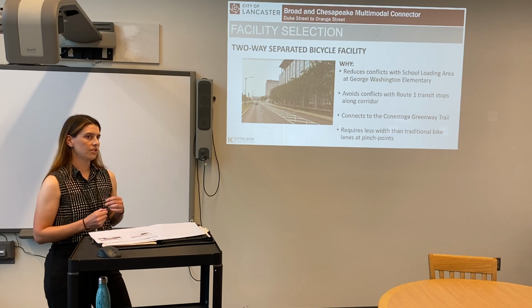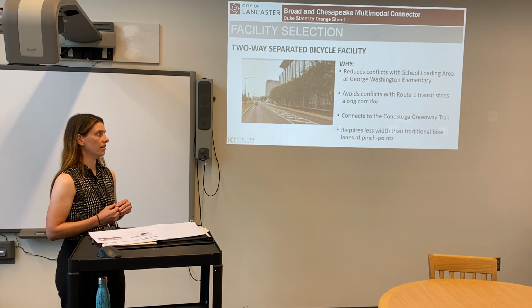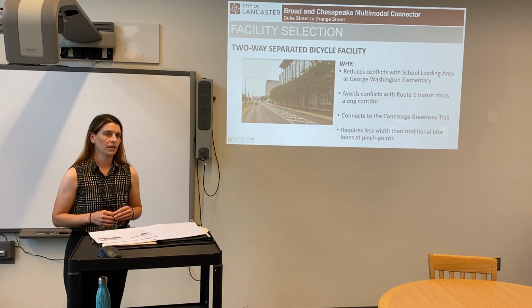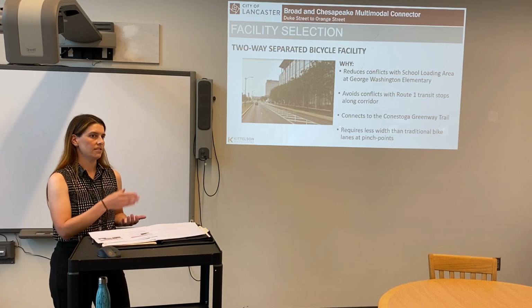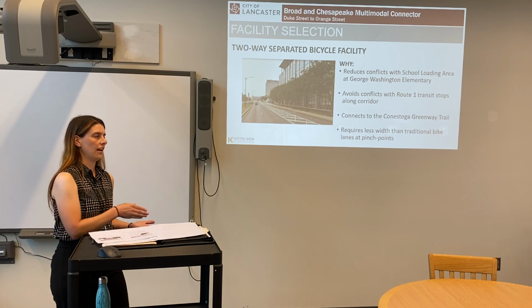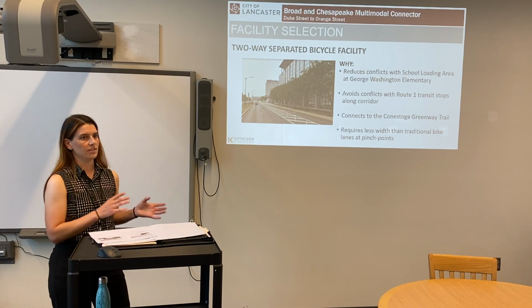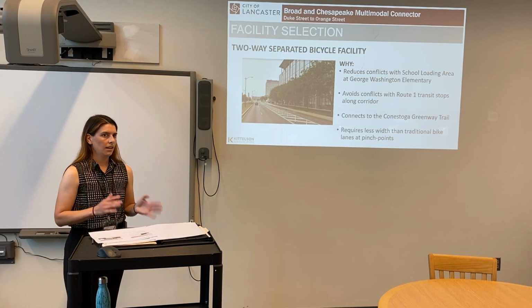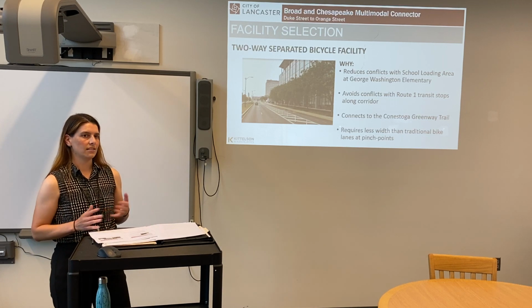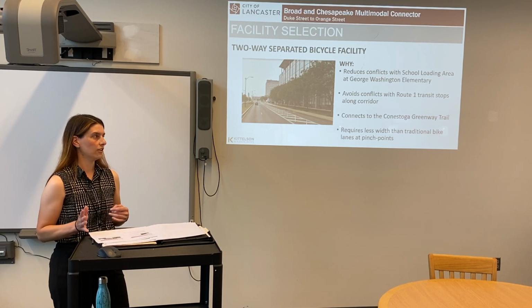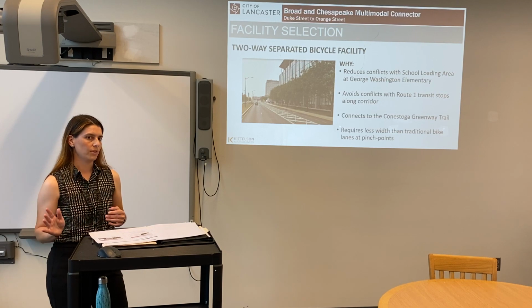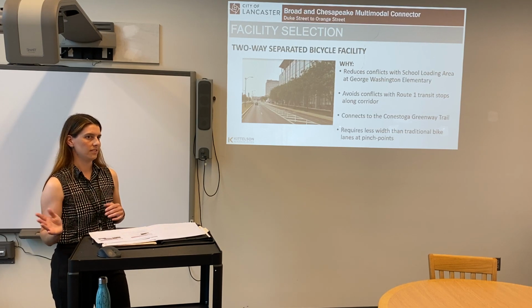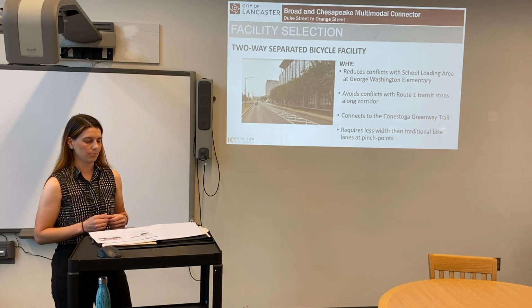It also avoids conflicts with the Route 1 transit stops along the corridor, because that route is southbound on North Broad Street and also westbound. So it's on the opposite side of the bicycle facility. We also can provide access and connection to the Greenway Trail, which will be on the east side, the same side of the street as the proposed facility.